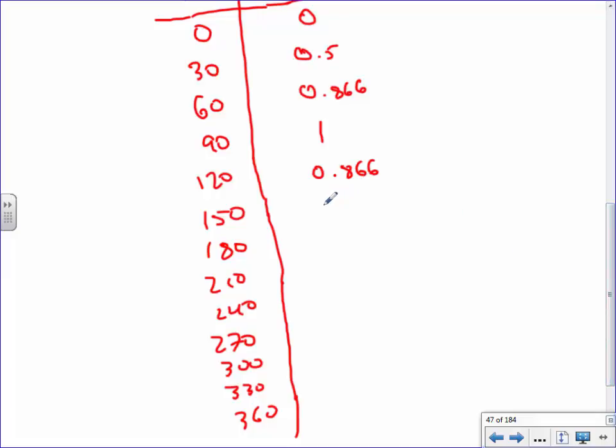Okay, have you guys noticed there's a bit of a pattern to this yet? I don't know how far you've gotten.